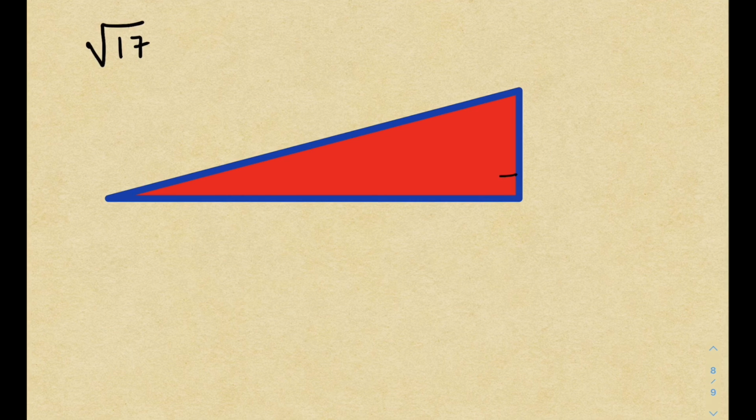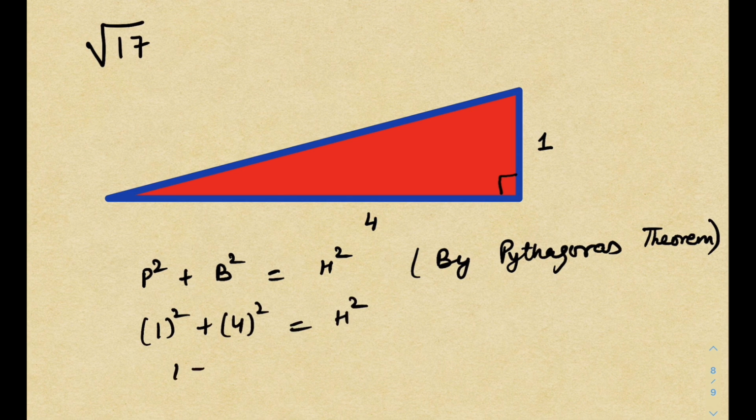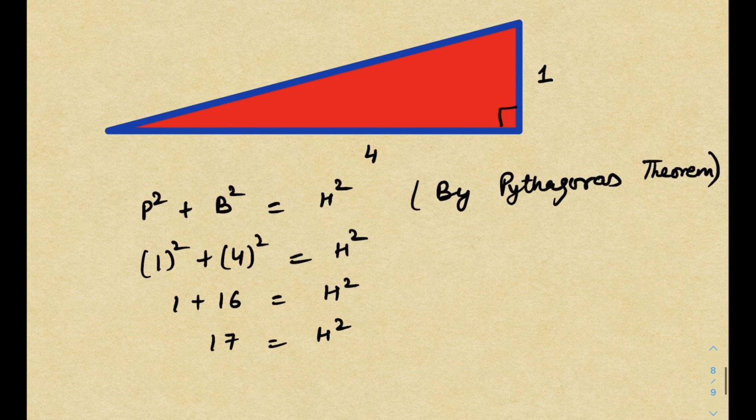Next is root 17. For root 17, if I take base as 4, perpendicular as 1, or base as 1, perpendicular as 4, and apply the Pythagoras theorem, I get 4 square plus 1 square as 16 plus 1, 17. 17 is a square of root 17. So that gives me hypotenuse as root 17.